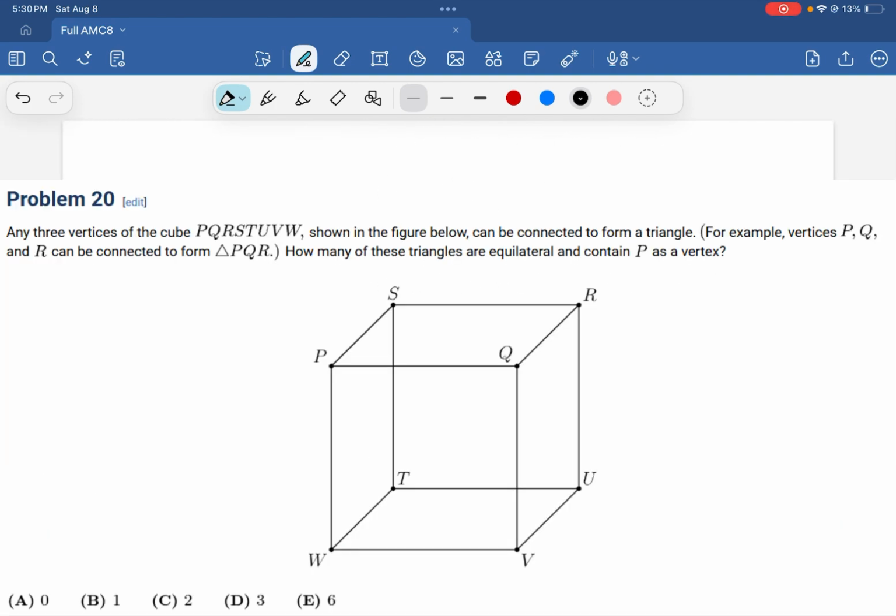Problem 20. Any 3 vertices of a cube, shown in the figure below, can be connected to form a triangle. For example, vertices P, Q, and R can be connected to form triangle PQR. How many of these triangles are equilateral and contain P as a vertex?